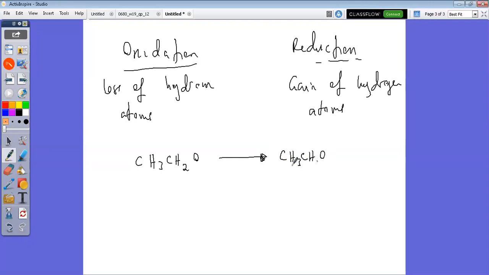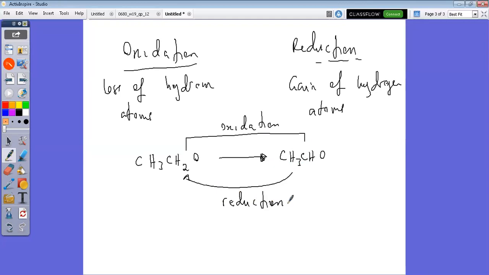Okay. So what's happening there? If you look at this, it's not a full reaction. We just want to look at this. What's happening? Haven't we lost one hydrogen here? Yes, sir. So that's oxidation. Yes, John, this is oxidation. Now if it was the opposite, this going to that, that's reduction.